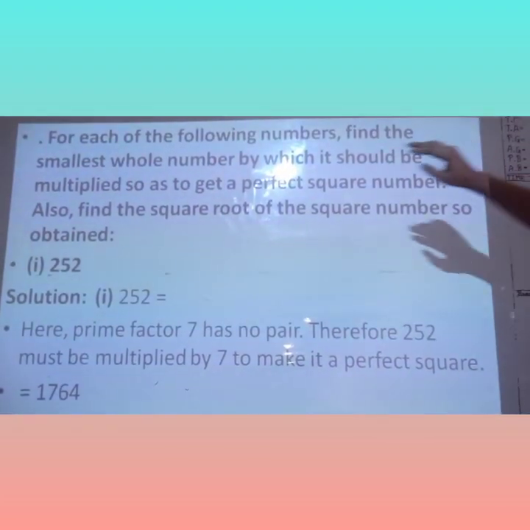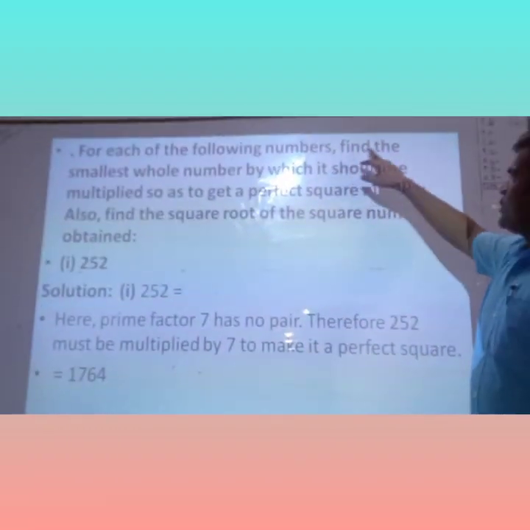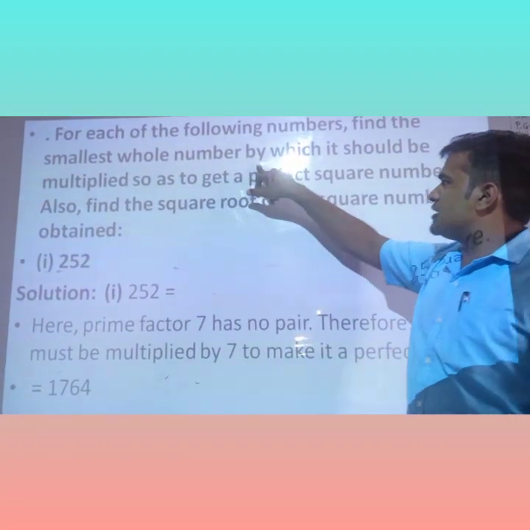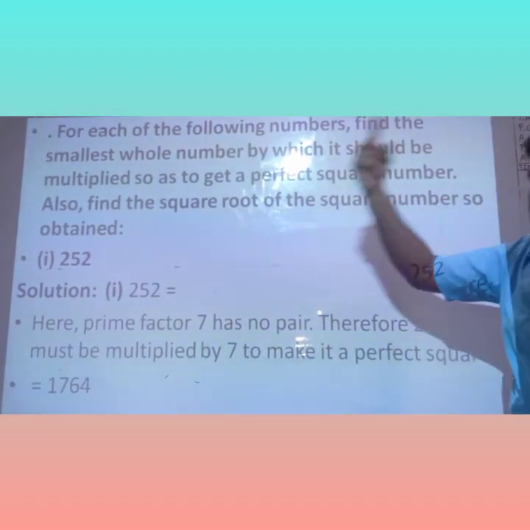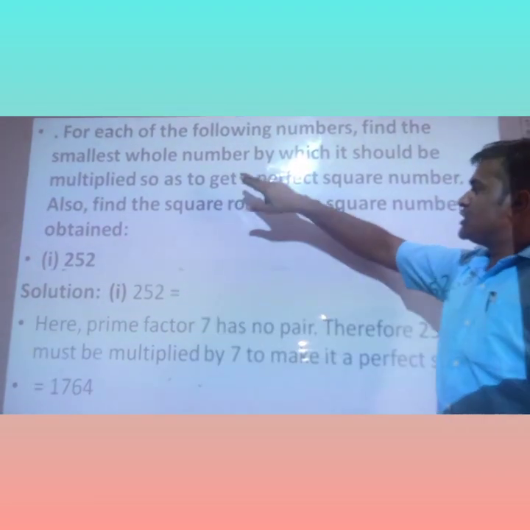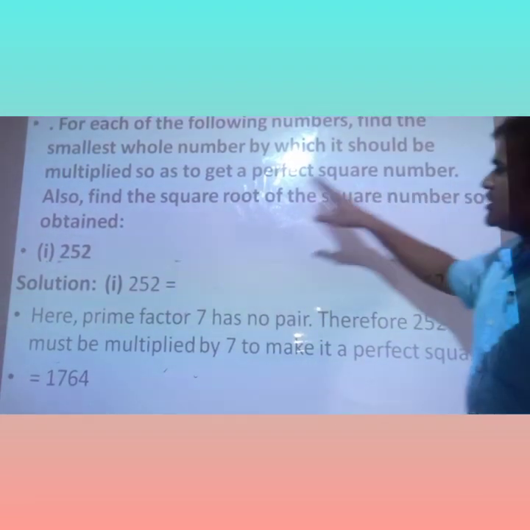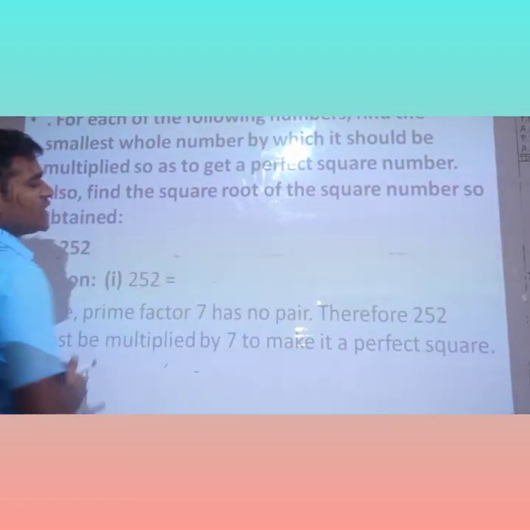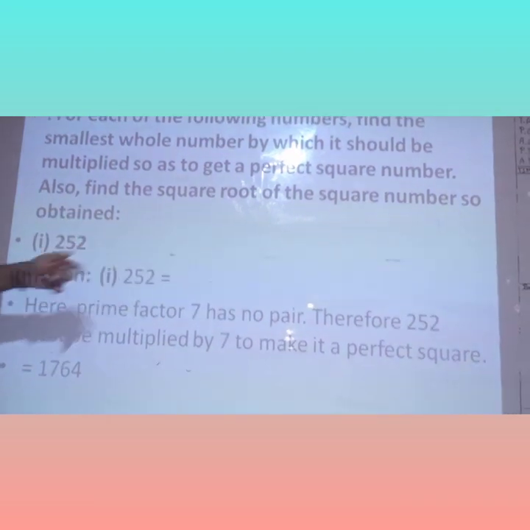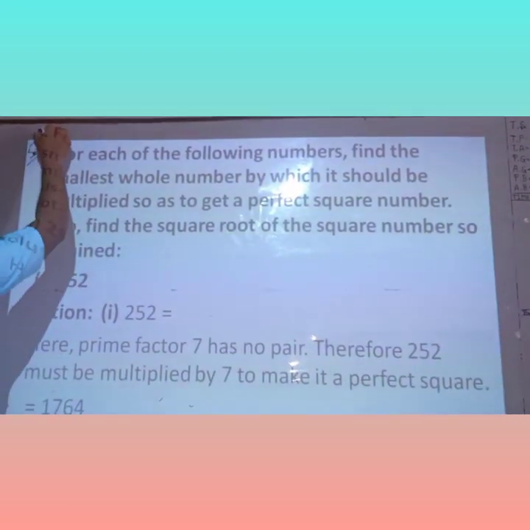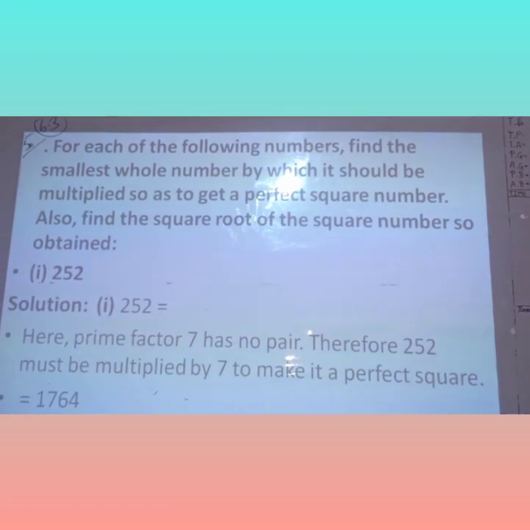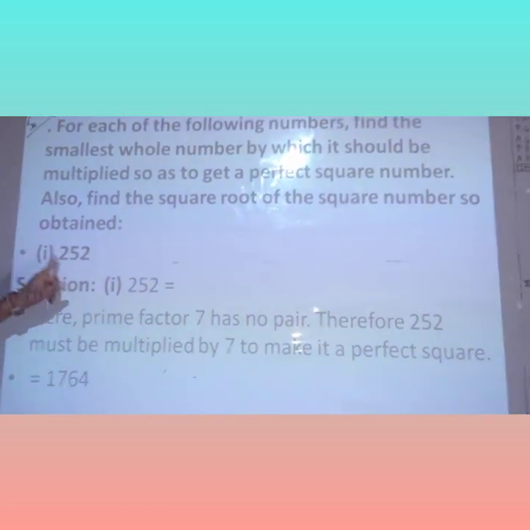In this class, we are going to solve the problem of exercise 6.3. Let's see our first question. For each of the following numbers, find the smallest whole number by which it should be multiplied so as to get a perfect square number. Also find the square root of the number so obtained. This is question number 5 of exercise 6.3. Our first number is 252.